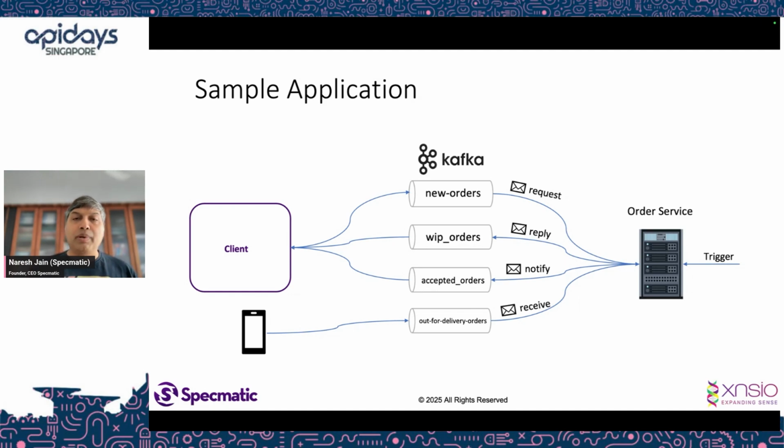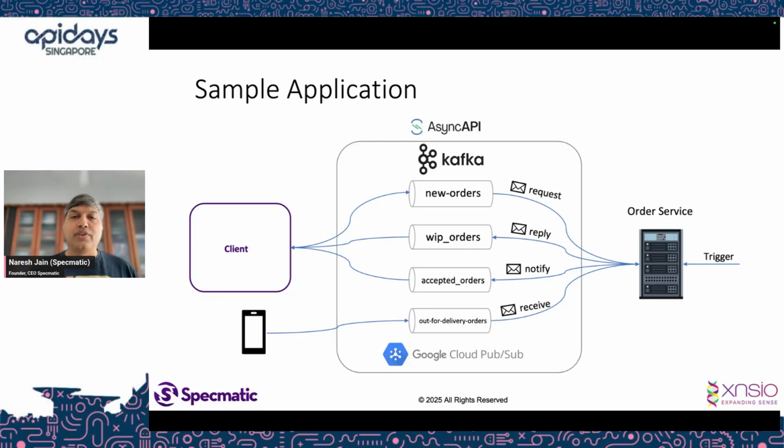And these topics could be on Kafka, or on Google PubSub, but it really should not matter when communicating your design of this asynchronous system. So what we would typically do is capture all of these interactions in an AsyncAPI specification, so that anybody who's going to be building the order service, or interacting with it, understands what they are supposed to do. So this is a simple example.